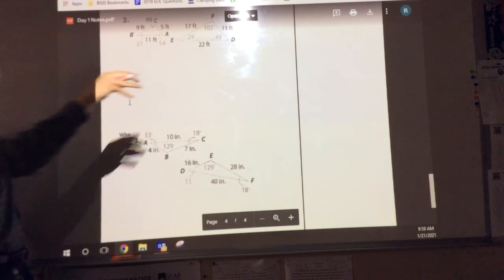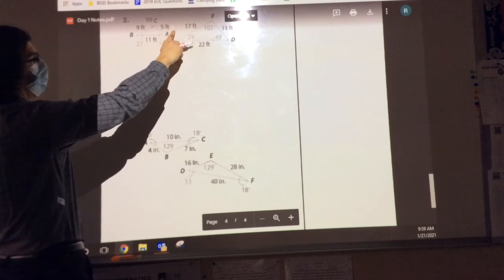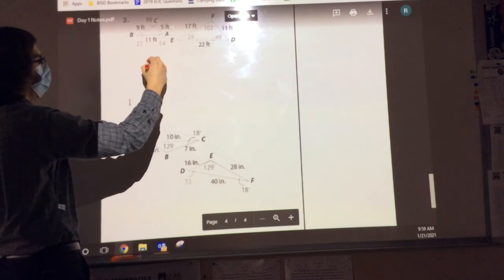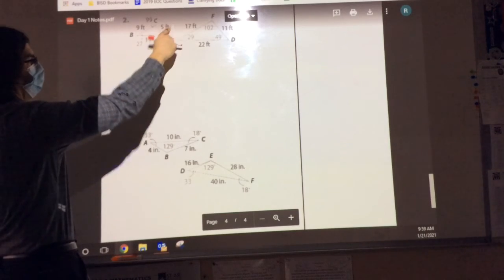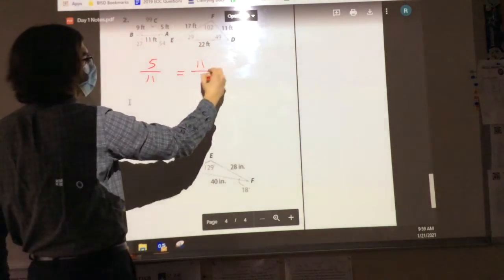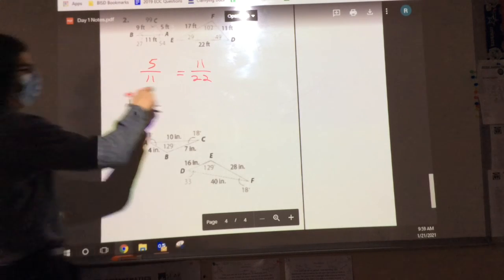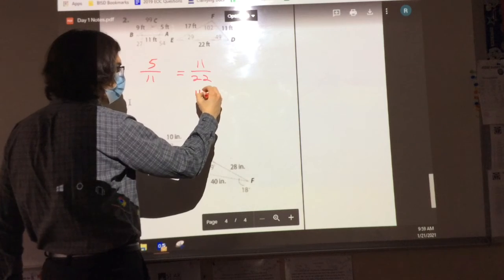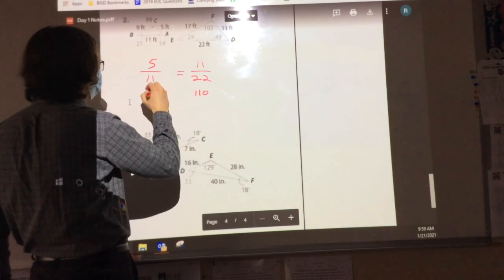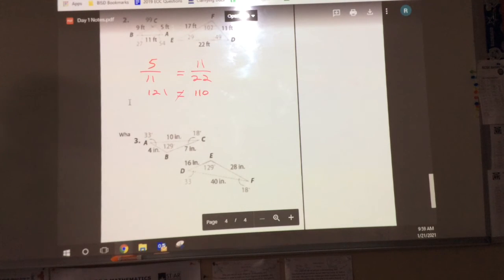Now, if I want to get even more specific, let's set this up. I'm going to set up this one. 5 over 11. Are we okay with that? Yeah. How would I set it up over here? 11 over 22. And Jackson, do you remember how I checked to see if these are proportional? I simplify them or I cross multiply. Well, 5 times 22 I think is 110. And 11 times 11 is 121. Is that the same number? So guess what? They're not similar.